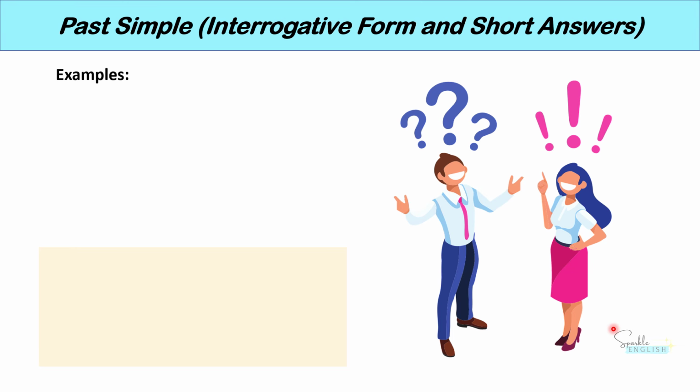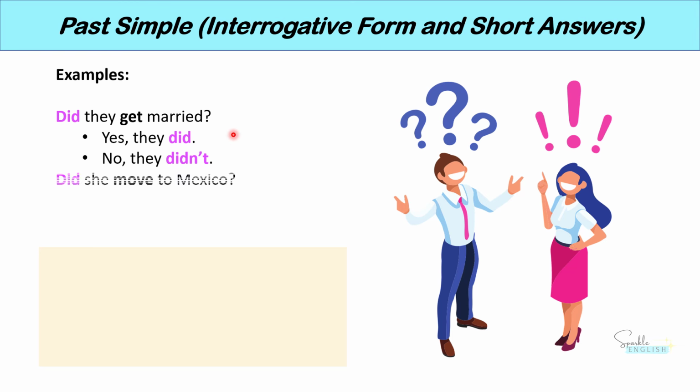So let's look at some examples of how we can ask questions and give short answers. Did they get married? When a question begins with did, we know the answer will either be yes or no. Did they get married? Yes, they did. No, they didn't. Did she move to Mexico? Yes, she did. No, she didn't.